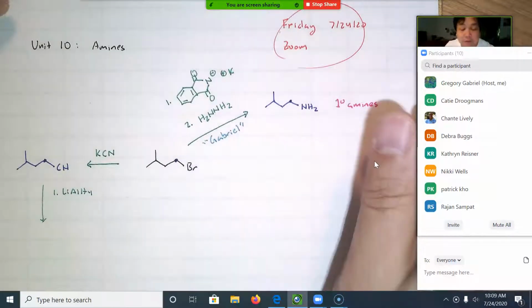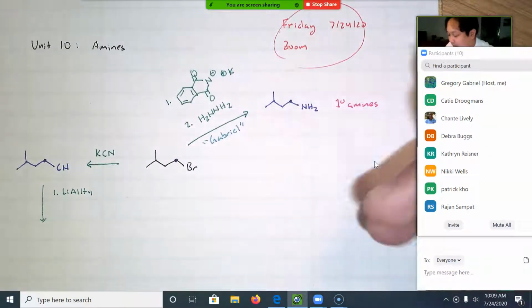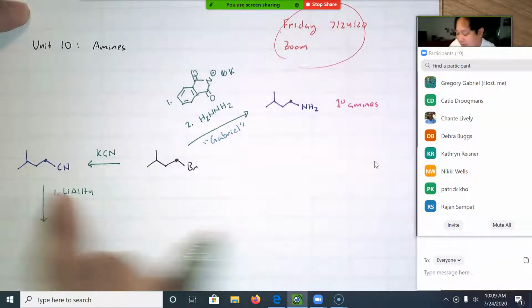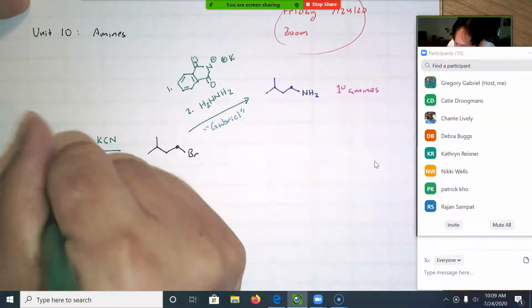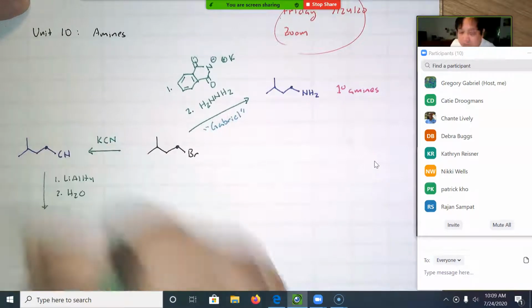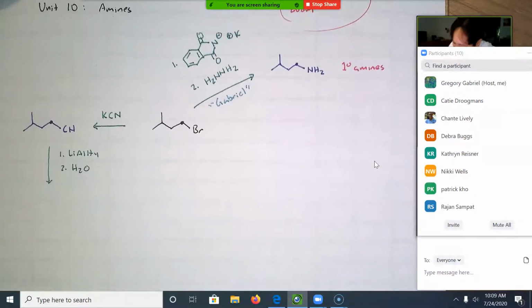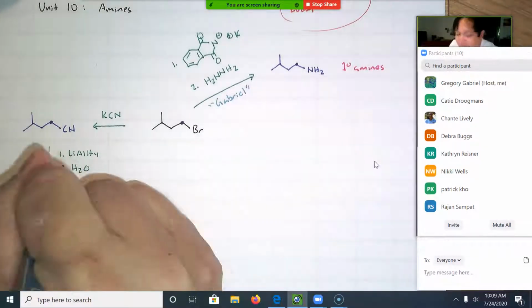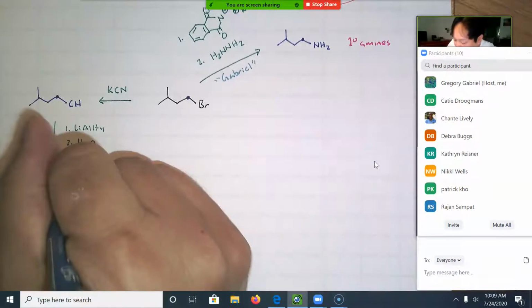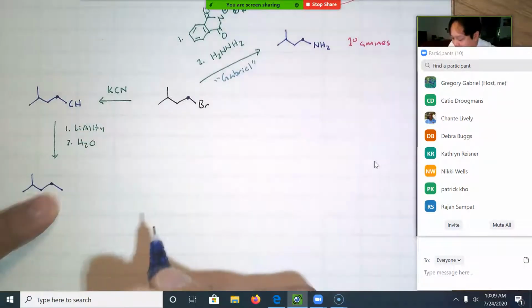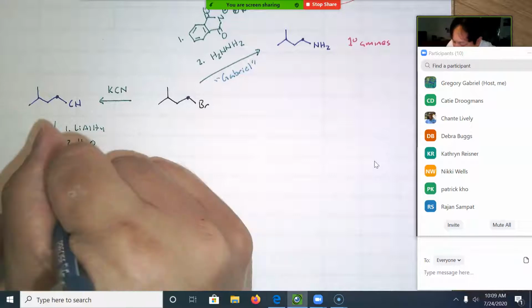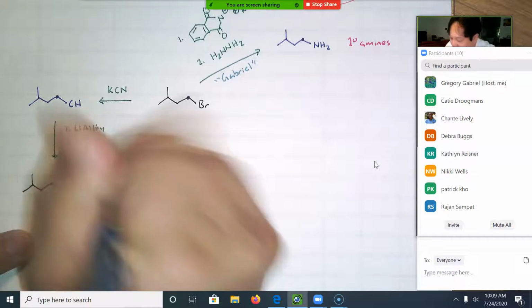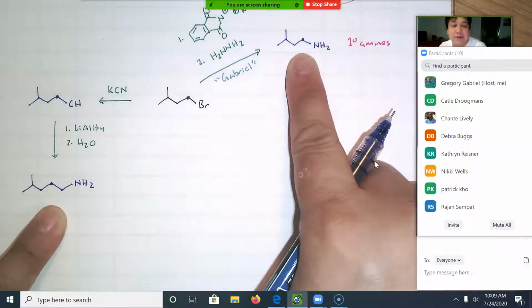We're making a roadmap for Unit 10. We have gotten through the Gabriel, and now we're doing some review reactions, and this is reduction of nitrile. 2 H2O, and we have this. So again, I mentioned that we added a carbon. So that carbon is the sixth carbon, and then when we reduce the triple bond into a single bond, we get NH2. You see how those two are different?